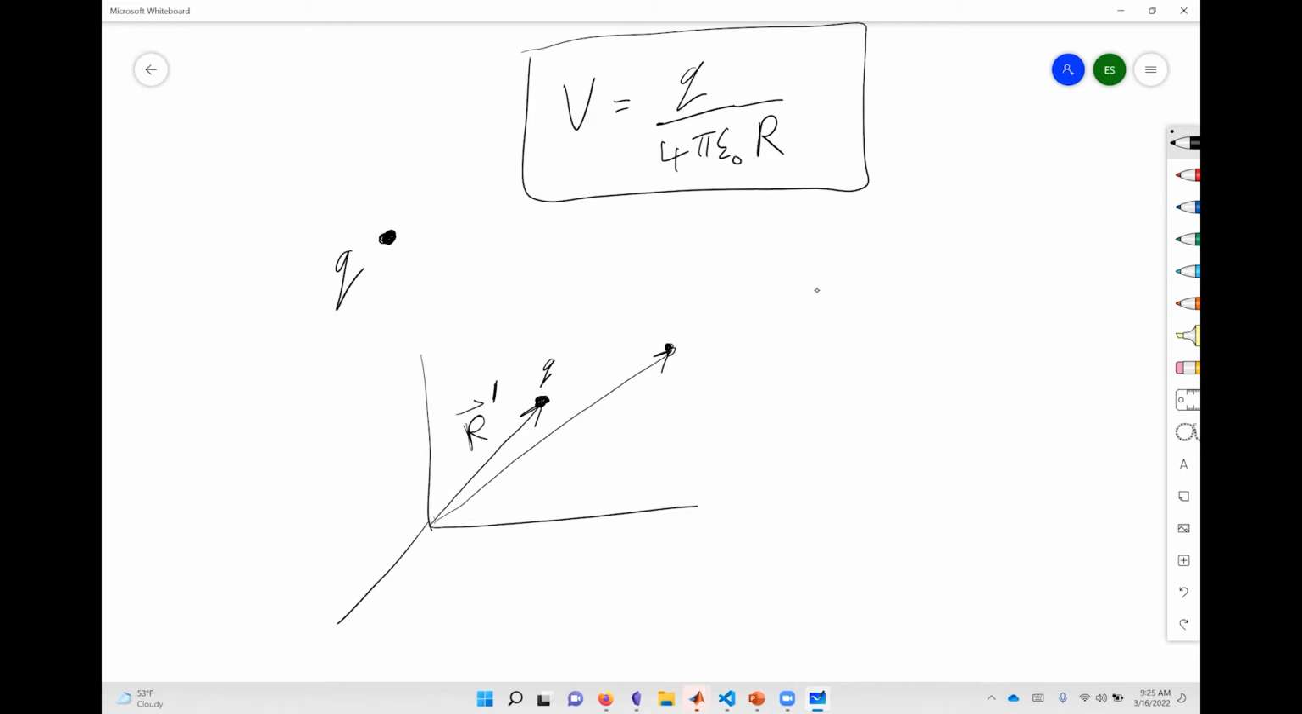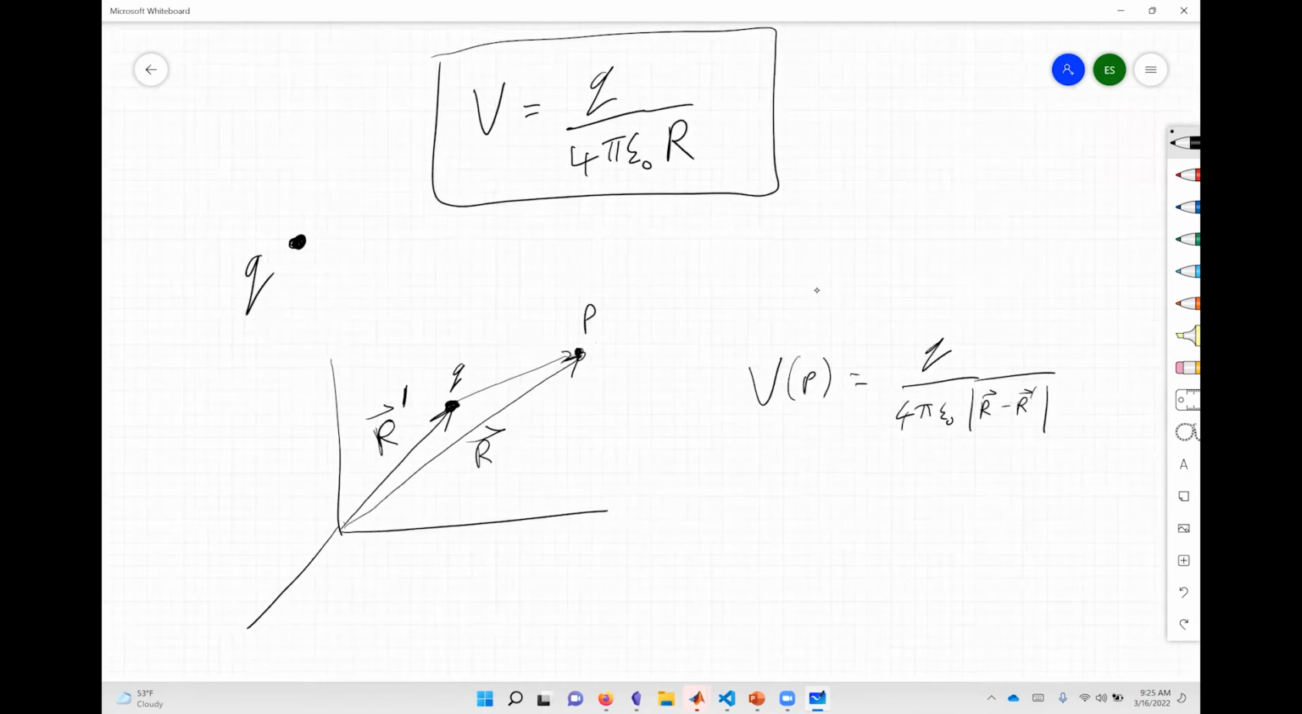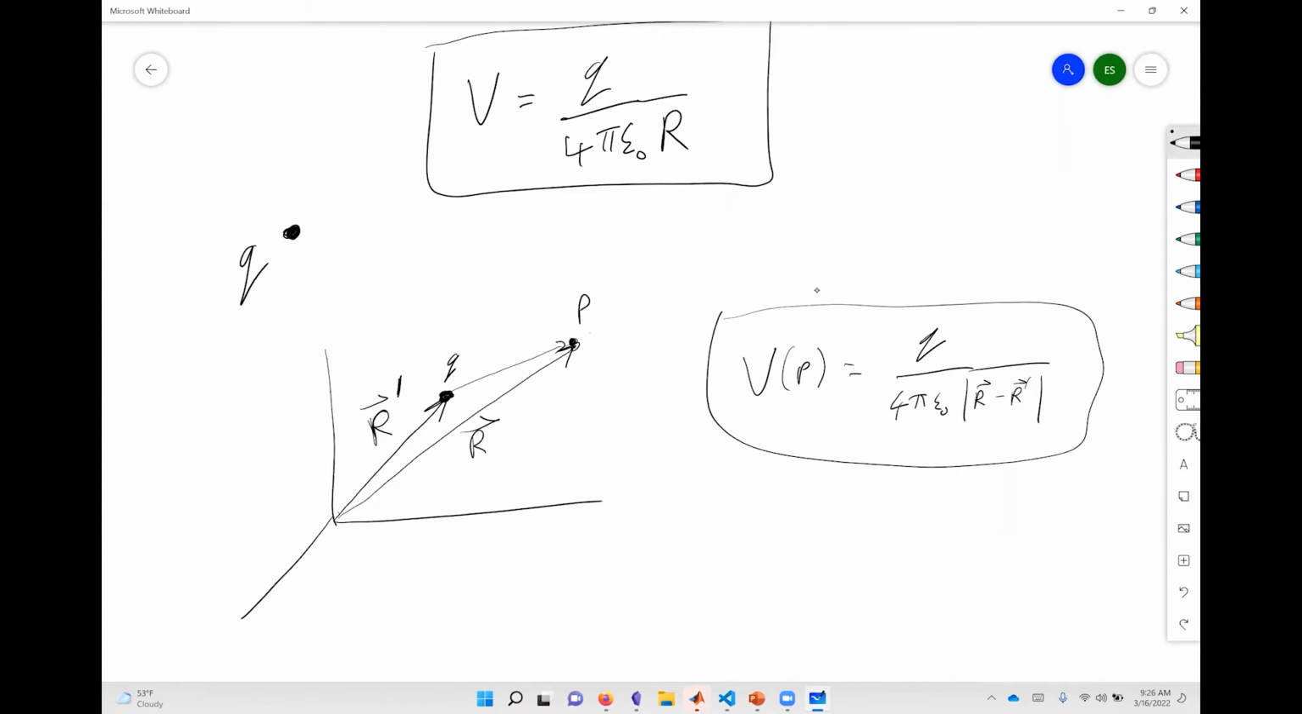Remember, always use primed vectors or primed symbols for sources. And then the point where I'm interested in finding the potential has position vector R. So in this case, V at P is just Q over 4 pi epsilon naught times the magnitude, because I'm going to find this distance, R minus R prime. Okay, so this is how you deal with a charge that is not centered on your coordinate system.